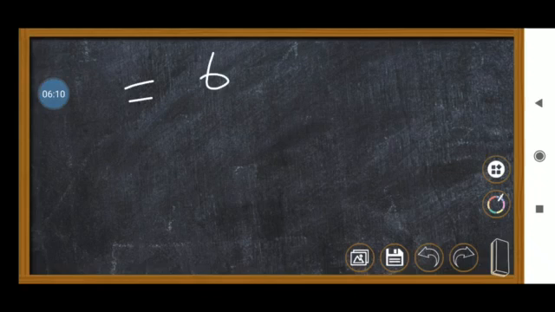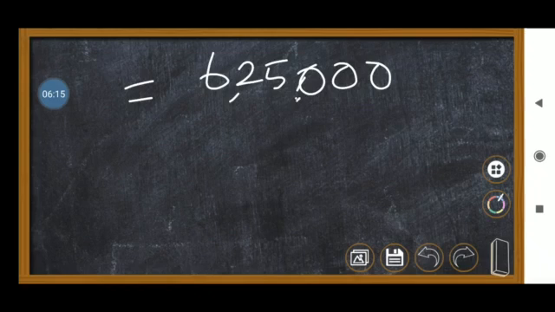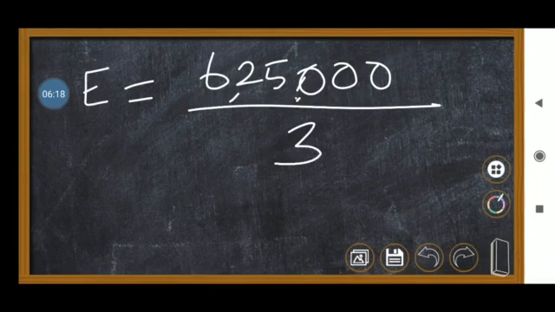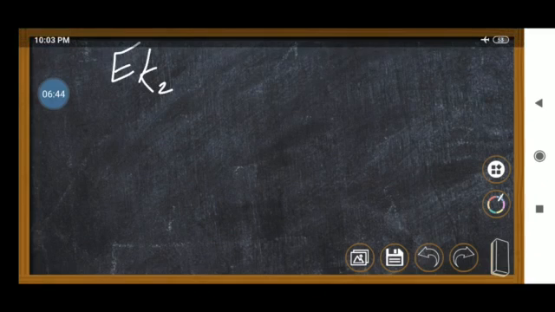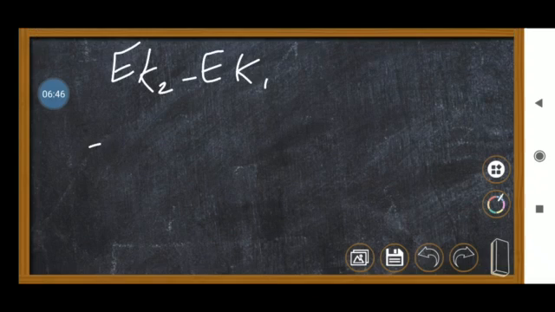So it is 6,25,000 divided by 3. This is the kinetic energy in the second case, 6,25,000 divided by 3 joule. So for the change in kinetic energy, in the previous case we found one value, and here 6,25,000 divided by 3, so from this we have to subtract. Bigger value minus lesser value, so EK2 minus EK1.